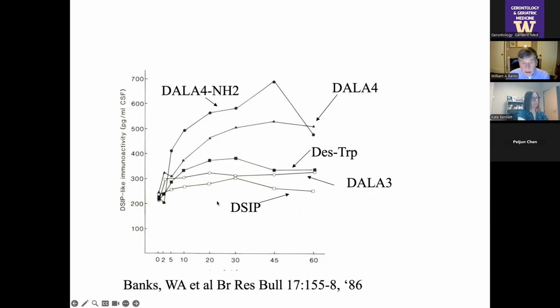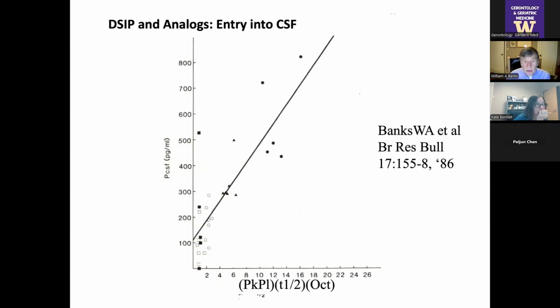But here we have a series of DSIP analogs, and we see that they do indeed cross at different rates. And here we have the calculation predicting how well they cross. And the major thing here is the lipid solubility. These two are the pharmacokinetics, which just measures how well they stick around in blood. Again, you've got to stay in blood to reach the blood-brain barrier in order to cross it. And these just say, this is correction for things that are cleared by the blood faster or slower. So the main characteristic of these drugs is optimum.